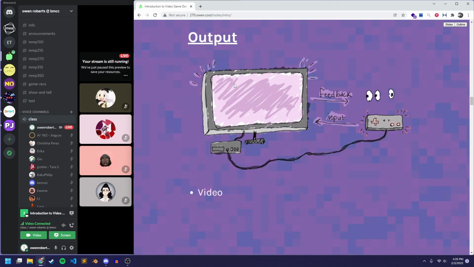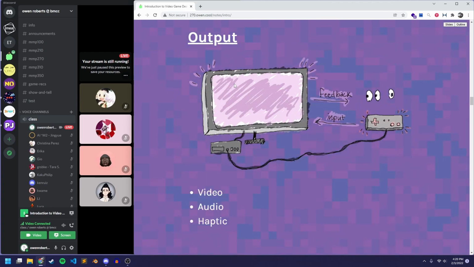So output: video, audio, and haptic feedback. These are the components of the system. All of this stuff is pretty obvious, and I'm sure this isn't really new to you guys, but it's just to define the terms that we're going to be using throughout the semester.